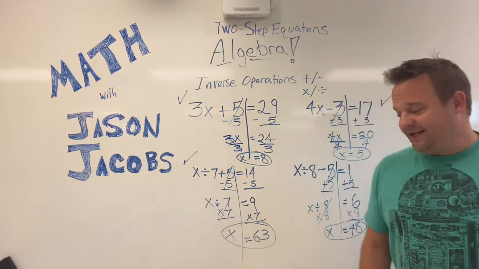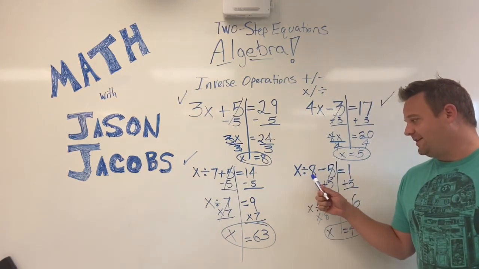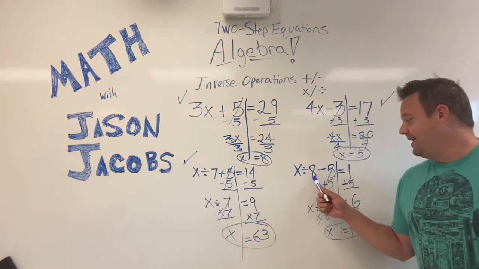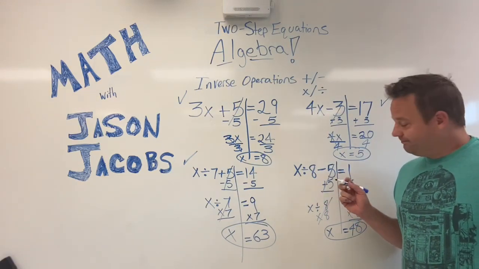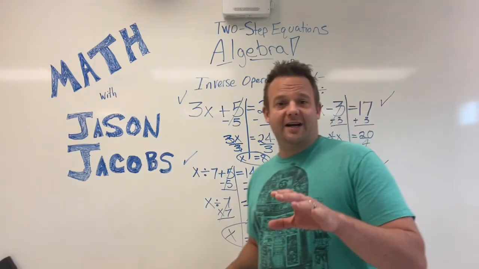Now, see if it makes sense. Let's check. 48 divided by 8 is 6. And then 6 minus 5 is 1. It checks.